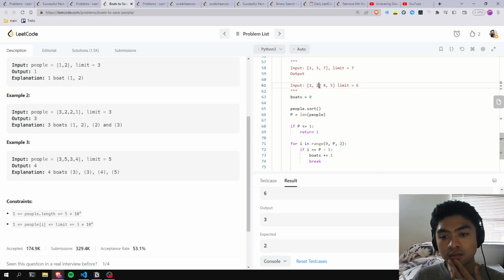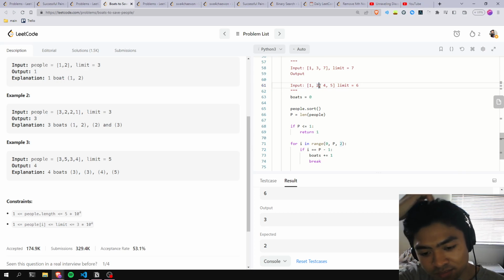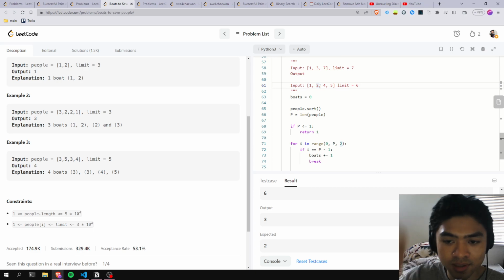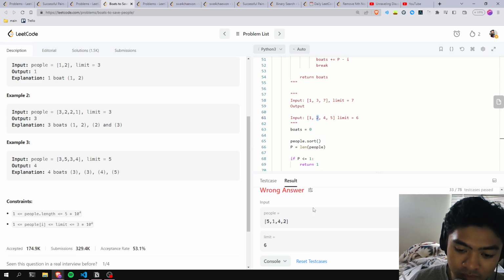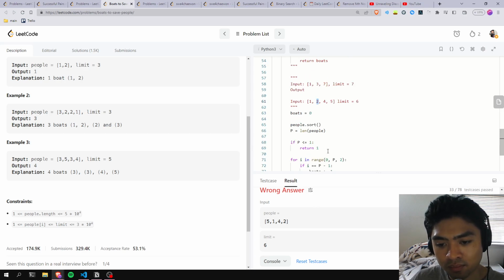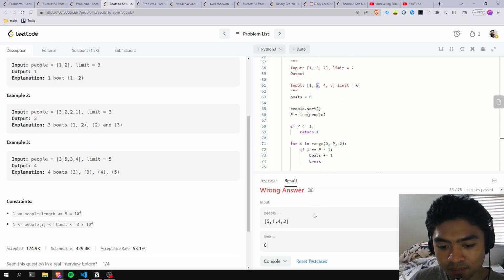Oh damn, I just realized. A pairing could be 5 and 1, and 4 and 2. That's why it's 2. What the heck? That's crazy. What do I do to solve that? I don't even know. I'm gonna pause it.